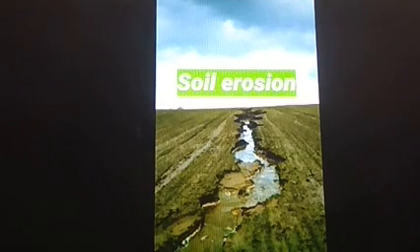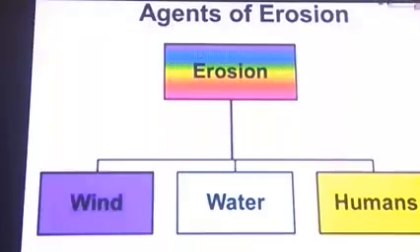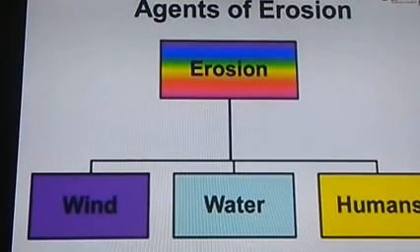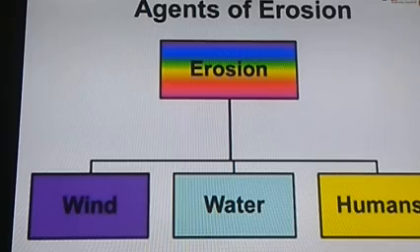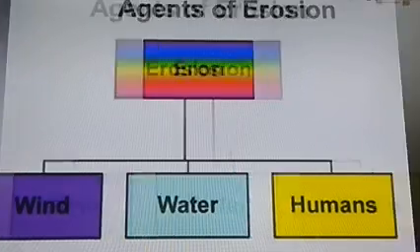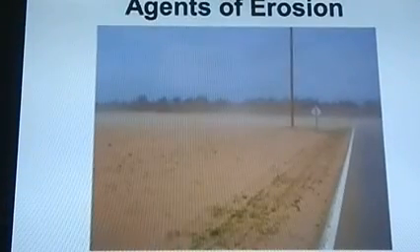And the removal of the fertile topsoil takes place, due to which land becomes barren and unfit for crop production. Students, there are many factors which cause erosion. So there are many agents of erosion: wind, water, and humans. These three are the agents due to which soil erosion takes place. So first of all, we will discuss soil erosion by wind.